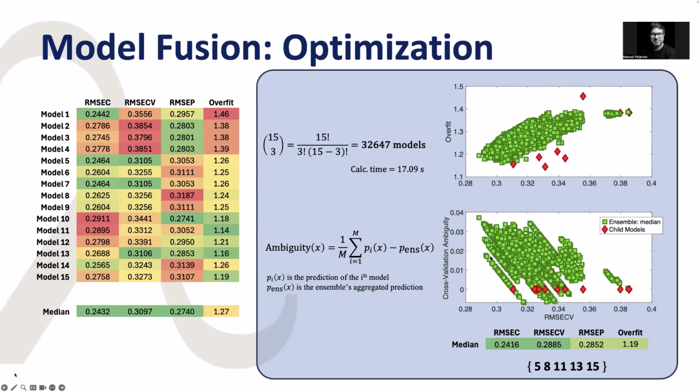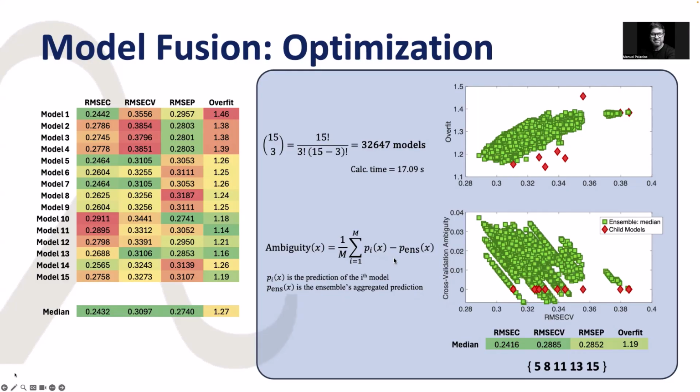Now I'm going to introduce a new concept here. It's a new concept in the presentation, but it's not new by any chance. This was introduced in 95. It is called ambiguity, and it's just a measure of the diversity of the model ensemble. What we mean by diversity is how different the models in the ensemble are with respect to the prediction of the ensemble itself. And that's all that you are seeing here.